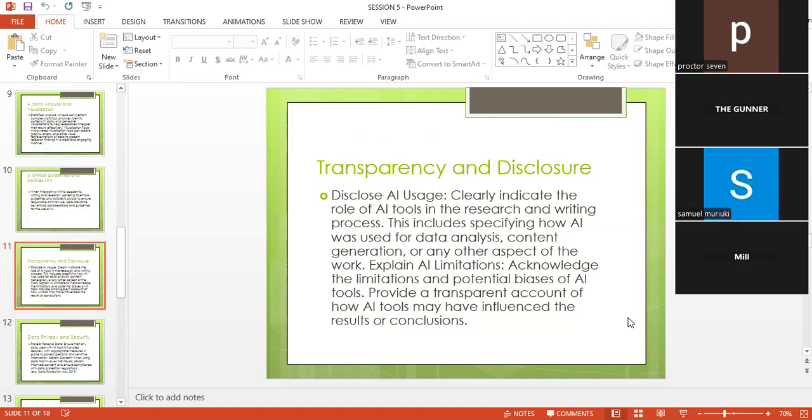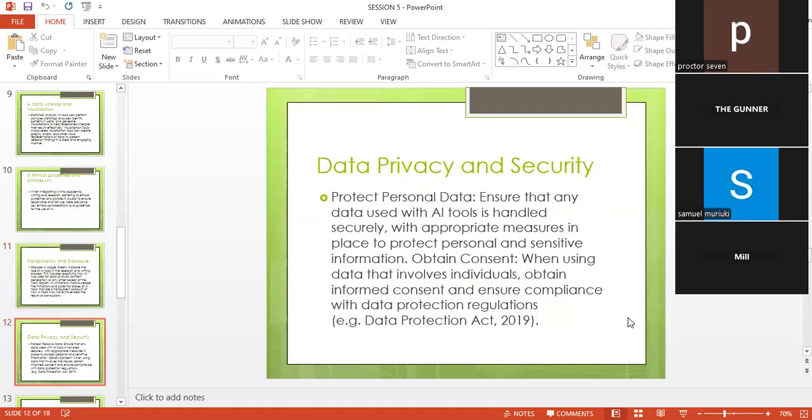But if you just do everything and then you don't disclose, they will say you have cheated. So you tell us where you have used AI in your content. If you hide, if I just pick the body of your essay and place it in an AI detector, it will tell me this is 92% AI generated. So you explain AI limitations, acknowledging the limitations and the potential biases of AI tools. Sometimes you have to acknowledge you have used AI, but these are the limitations of AI.